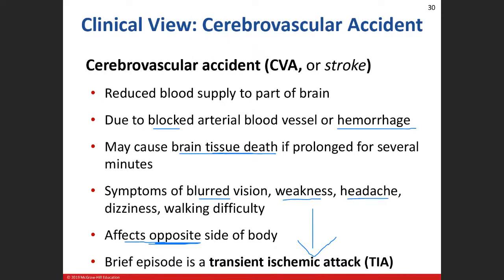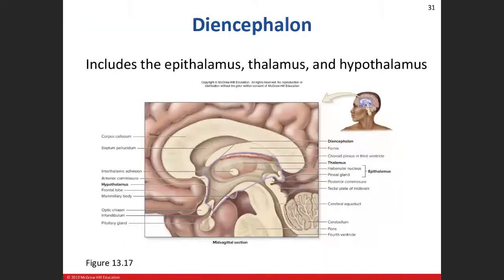So that's it for stroke. That's it for the brain today. Let's take a break, and we'll get back and talk about some of the brain material here.